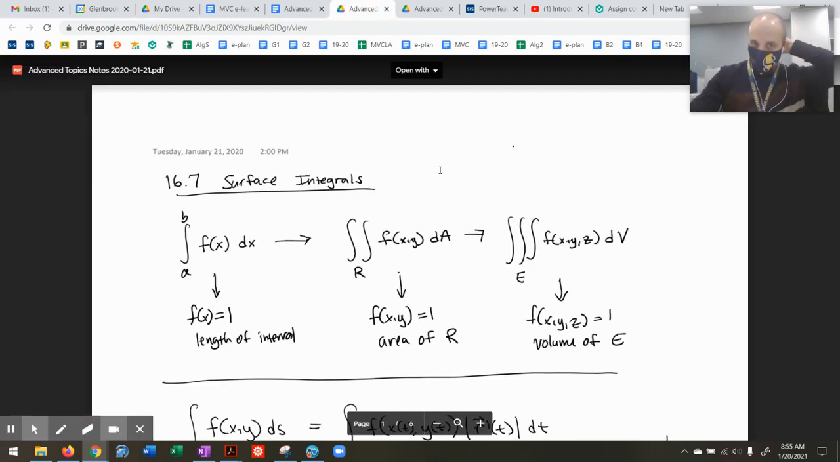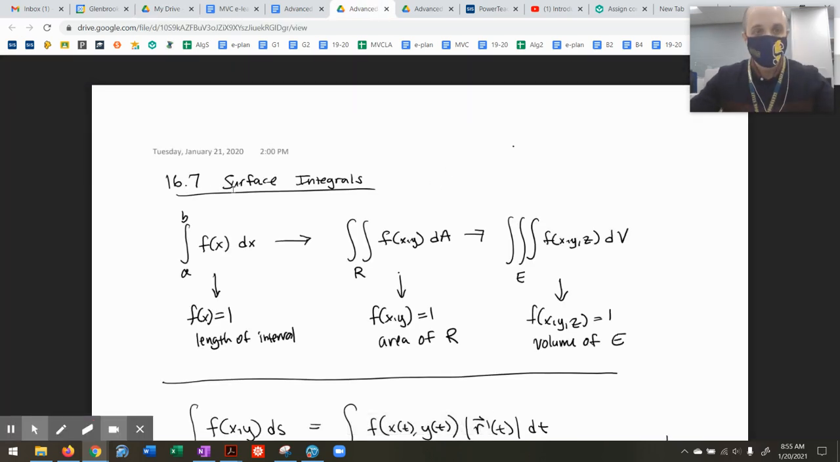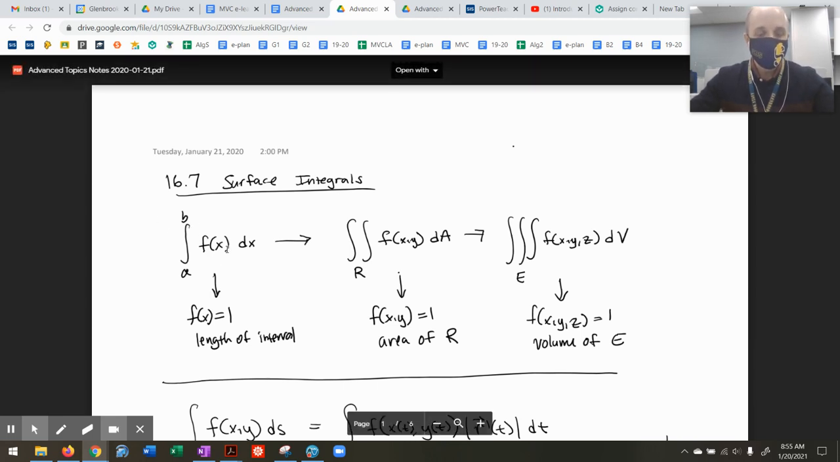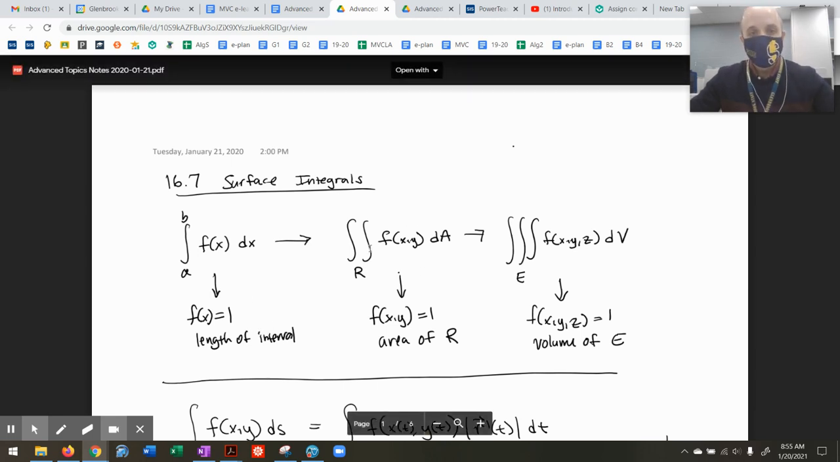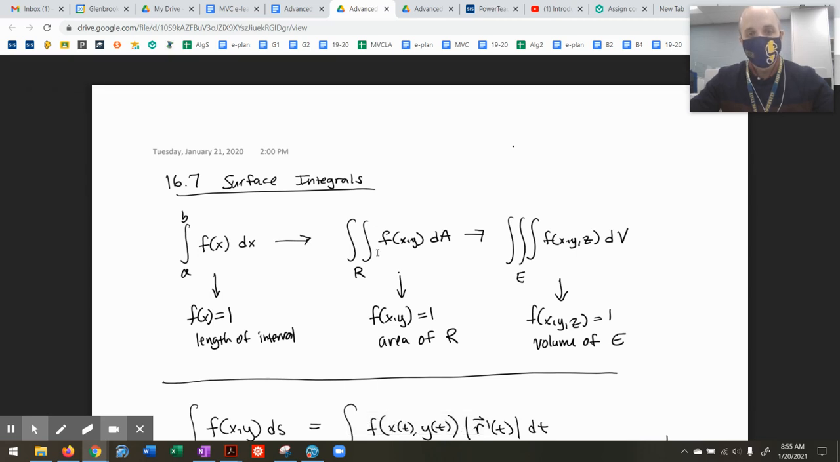Okay, so go back to old stuff, right? Think about a single integral. This thing is going to compute the area under f of x between x equals a and x equals b on the x-axis. But if f of x is 1, we just get the length of the interval, right? So now go up a dimension. This thing computes the volume under f of x, y over the region R. And if f of x, y is 1, then we just get the area of R.